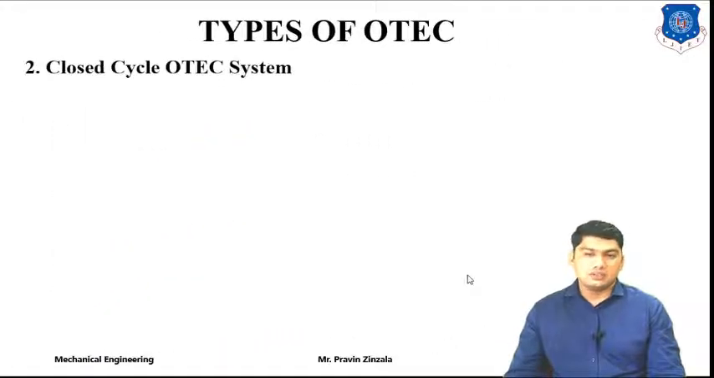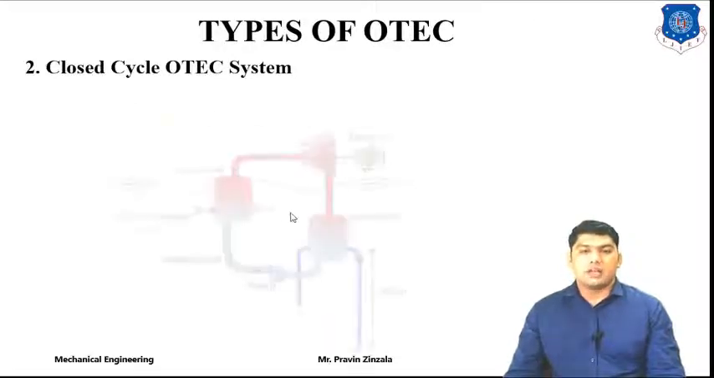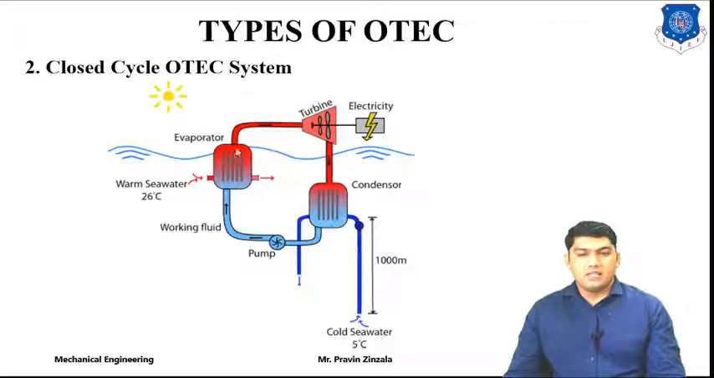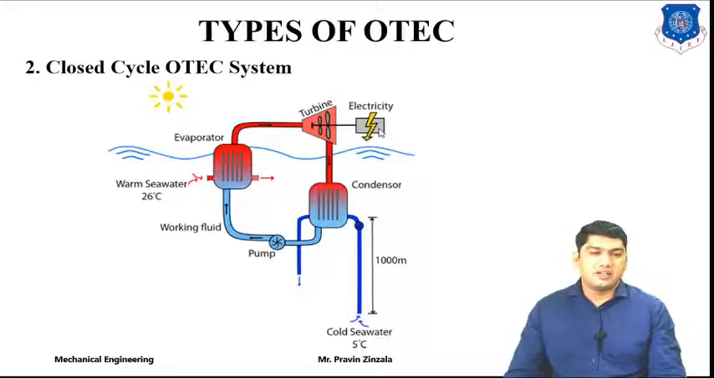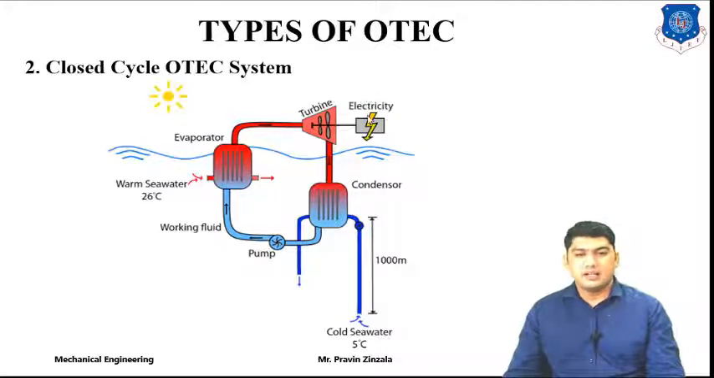Second is the closed cycle ocean thermal energy conversion system, meaning it is the closed type. The working fluid will be different from the ocean water, compared to the open cycle system. Same as before, we supply the warm water to our evaporator, so the fluid will be evaporated and expanded in the turbine. The turbine is connected to the generator, and the generator generates electricity. So this is the basic system.